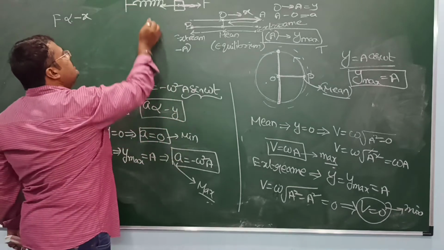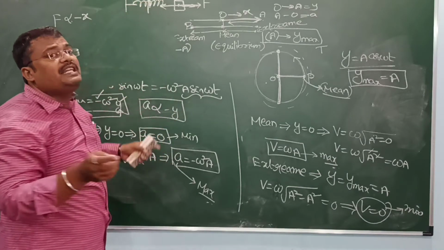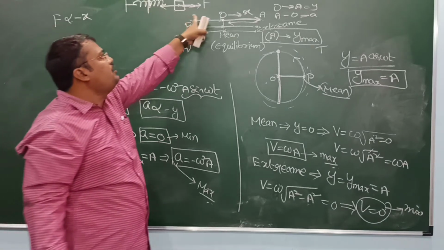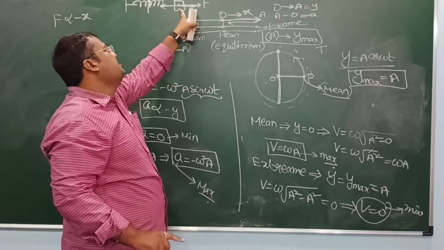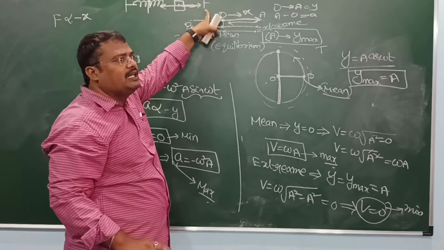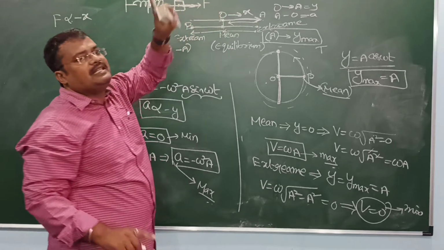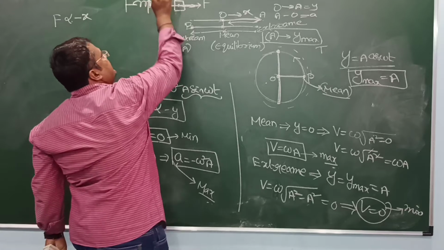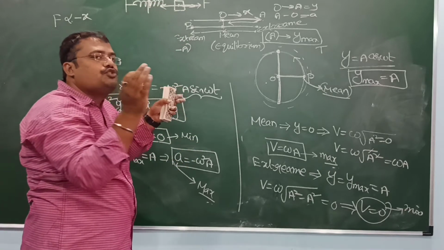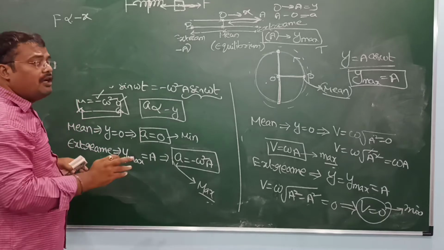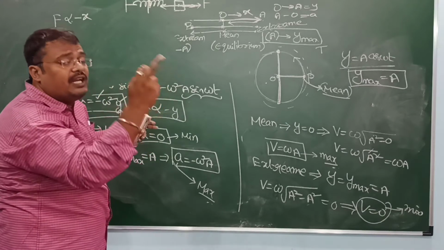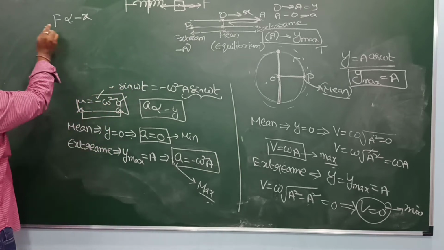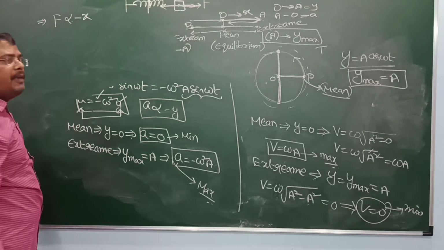What happened? Inside the spring, a restoring force is automatically generated. That restoring force is always opposite to the direction of your external force. The displacing direction of the particle is in the direction of the external force, but the restoring force always acts towards the mean position, or always acts opposite to the direction of the displacement covered by the particle. So that's why F is directly proportional to minus x.